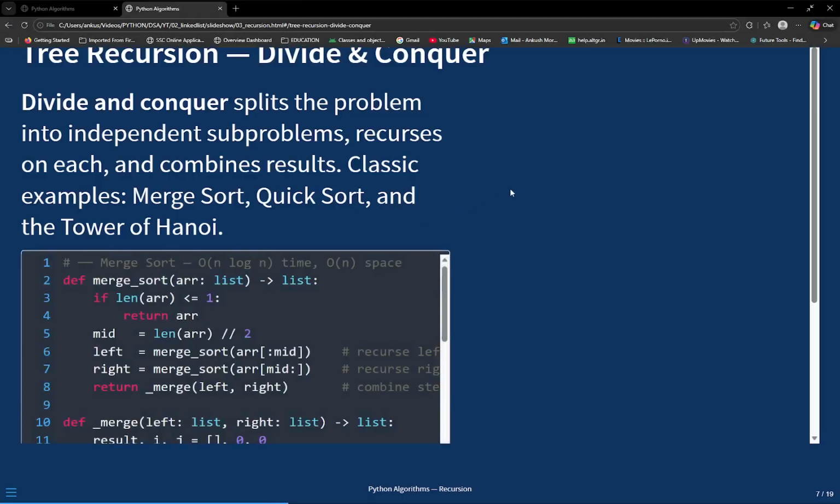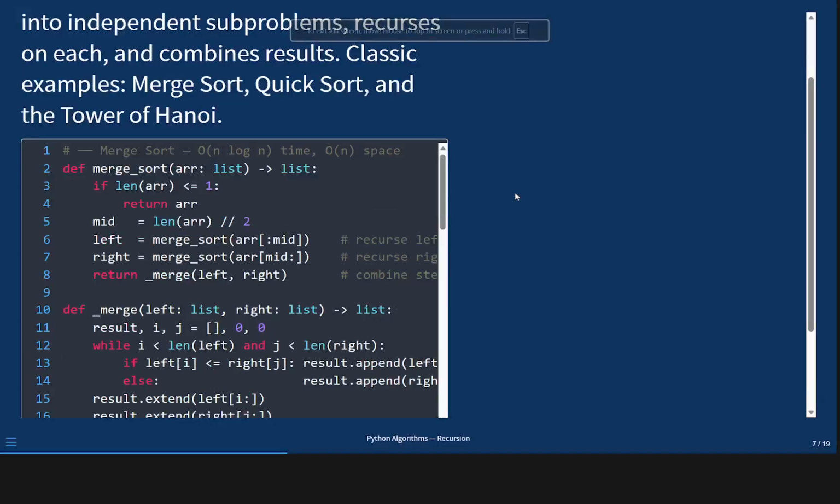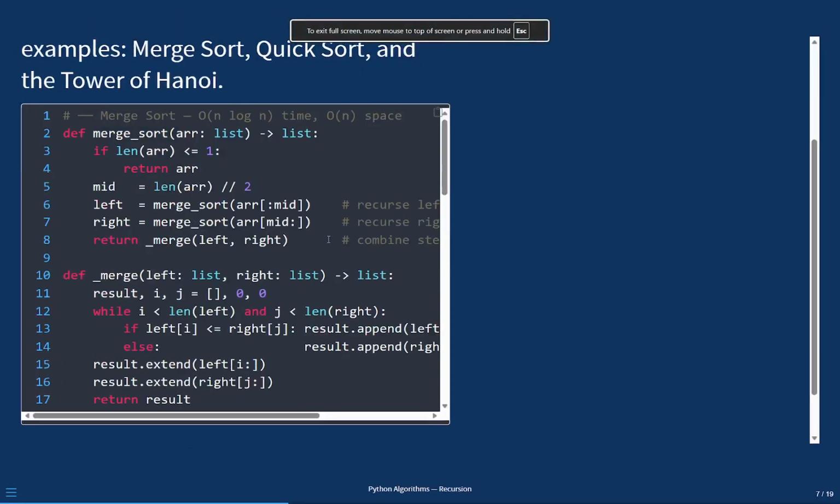Merge sort is the textbook example. If the array has one element, it's already sorted: base case. Otherwise, split at the midpoint, recursively sort left and right, then merge the two sorted halves. The merge step walks two pointers across the sorted halves, always picking the smaller element.